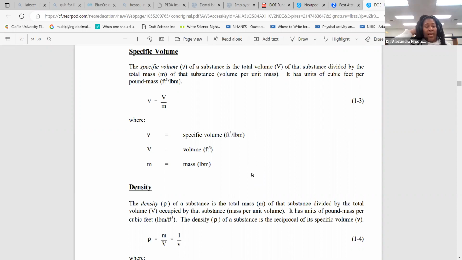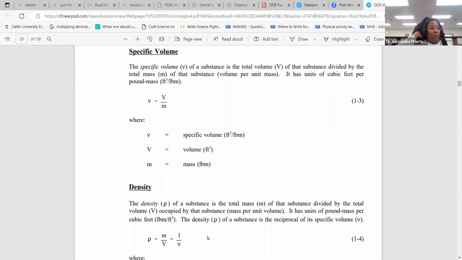Okay, and so they also give you another clue. They say that density of a substance is the reciprocal of the specific volume. And so that's where they have this mathematical definition. So density is equal to mass over volume, okay? Total mass over total volume. And that is the reciprocal. So that's why they're able to divide 1 over V. It's also the reciprocal of the specific volume.